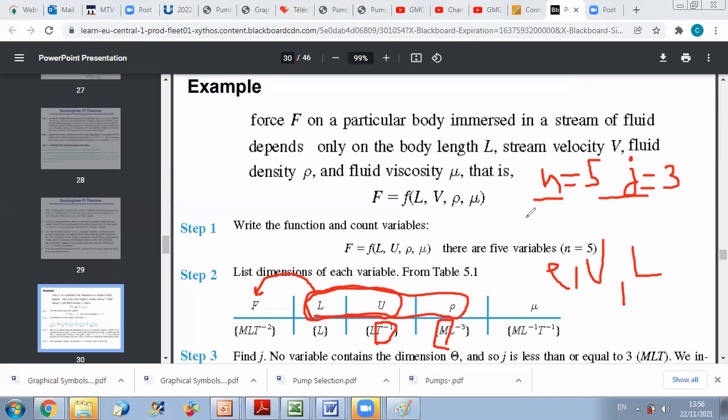So to calculate the number of groups we can have, the number of dimensionless groups that can be formed is equal to N minus J, which is 5 minus 3, equals 2. And what will be these groups? The first group will be formed by combining F with L, U, and ρ, and the second group will be formed by combining mu with L, U, and ρ. Any question before we continue?